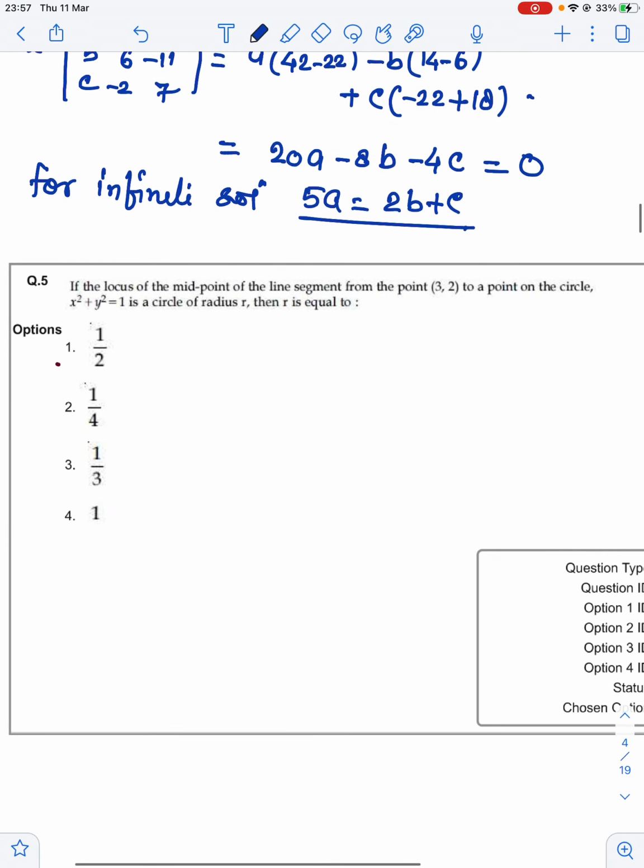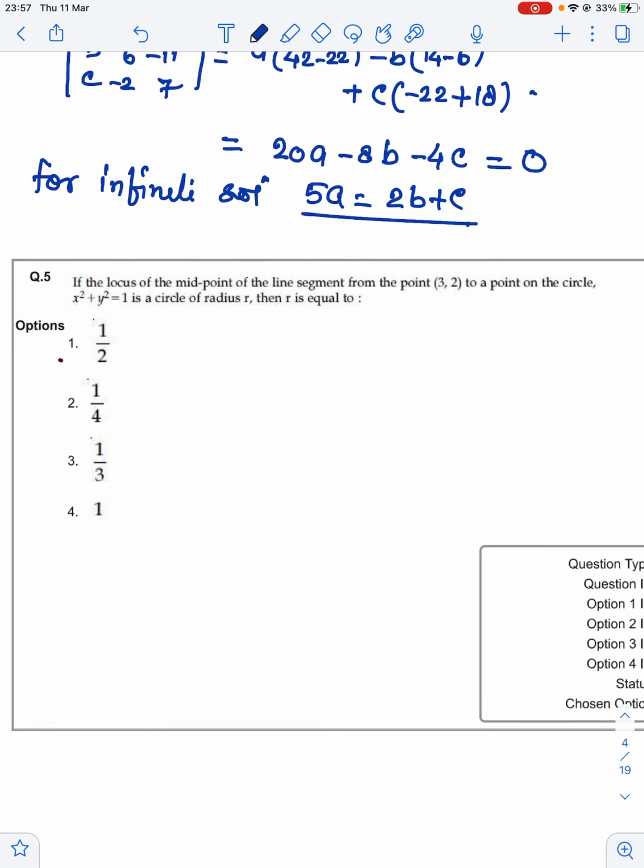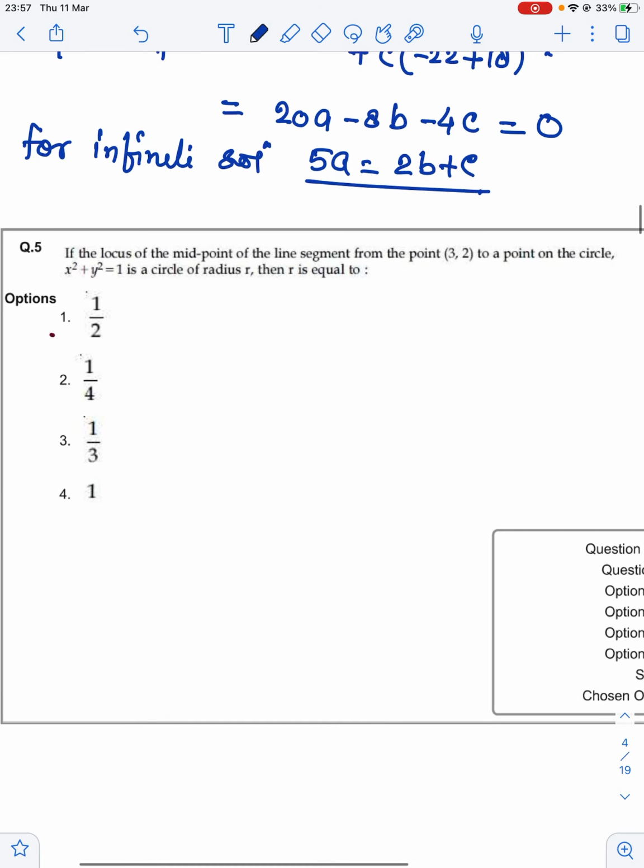Question number 5 from geometry, locus problem. If the locus of the midpoint of the line segment joining this given point to a point on the circle is again a circle, the locus itself is a circle of radius r. We have to find that r. So the circle they have given is x square plus y square is equal to 1.